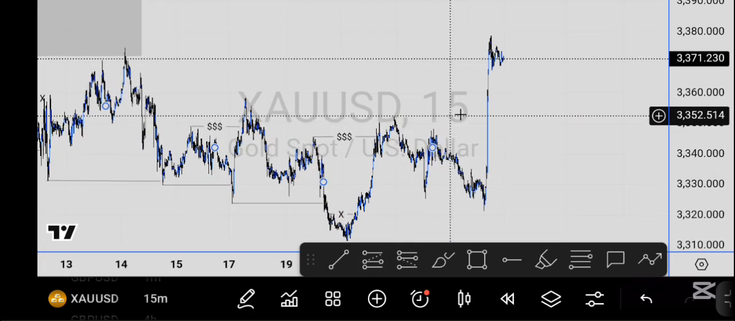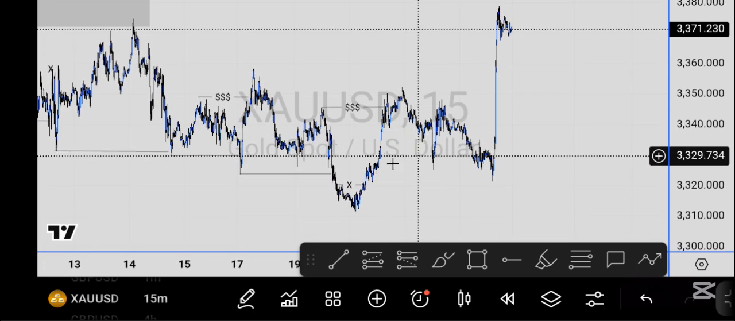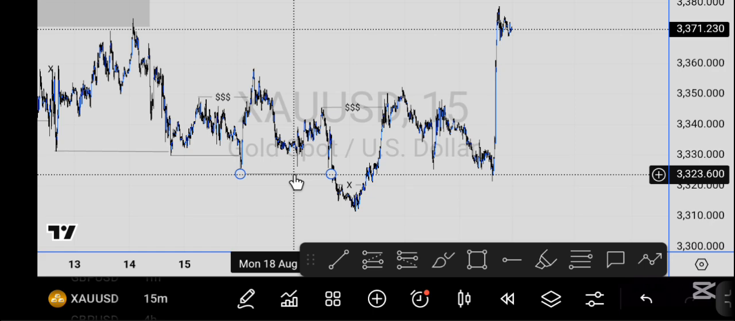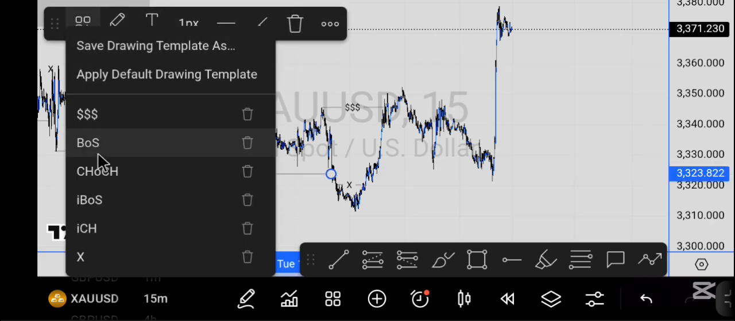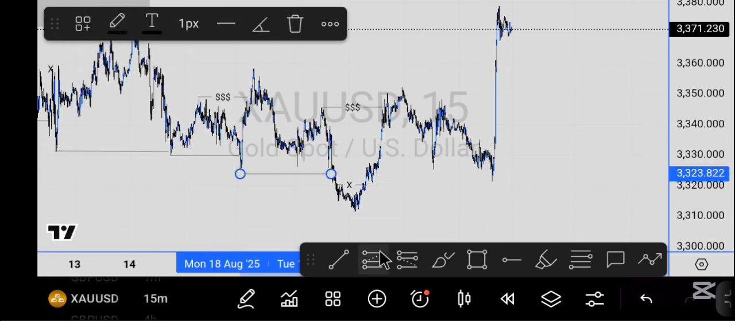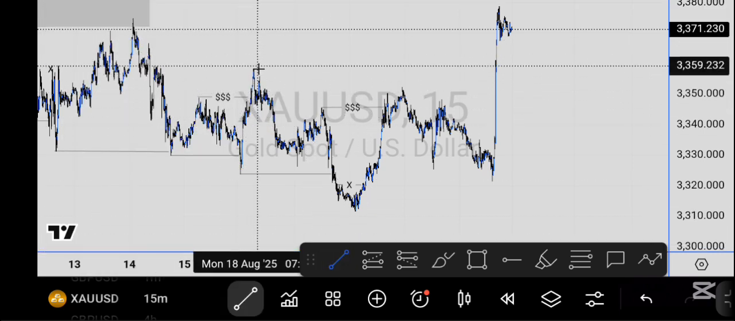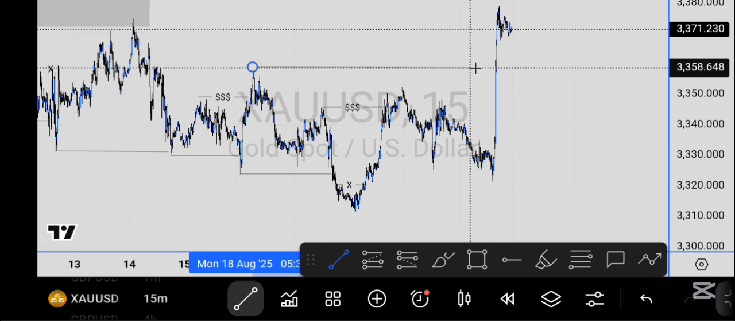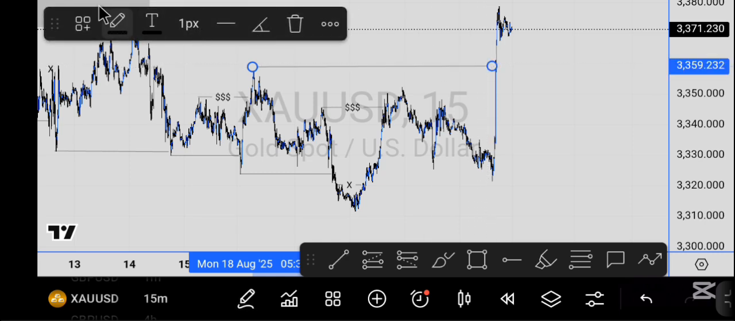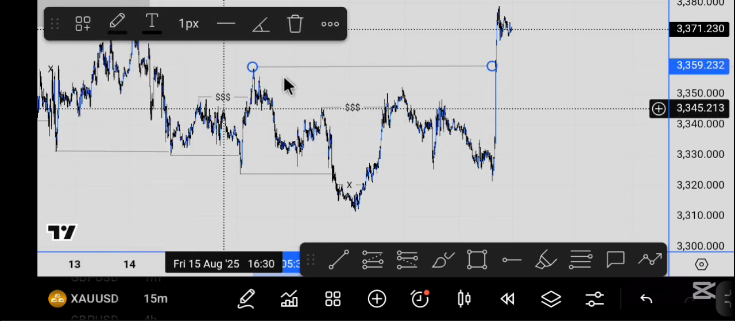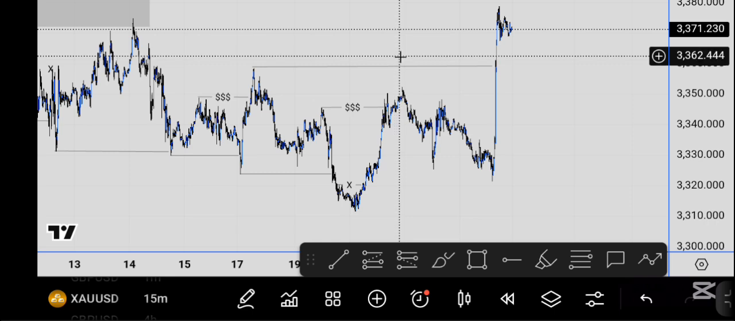Currently now, what are we looking at? If you look at it, we have a break of structure, a valid break of structure right here. So where is our chalk? Valid break of structure. Where is our chalk? Our chalk is this high.